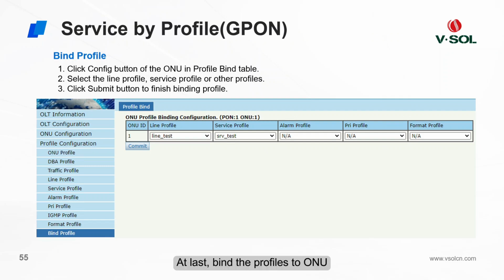At last, bind the profiles to the ONU. First, click the Config button of the ONU in the Profile Bind table. Second, select the line profile, service profile, or other profiles. Third, click the Submit button to finish binding the profile. That's all for PON profile configuration. There are other profiles, using them according to different scenarios.